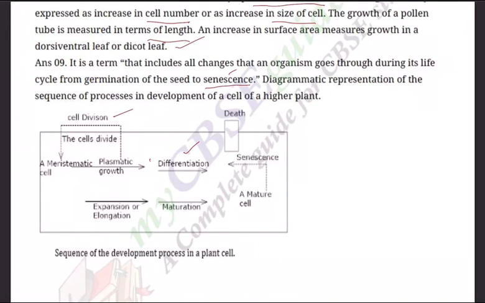The bunch of cells now start differentiating. Once they undergo differentiation, there will be change in the shape and size, and that will be followed by expansion or elongation, and after that it is maturation. And once the cells get matured, they enter into a stage called senescence, that is old age and death. So that's old age, senescence leads to death. So this is how the sequence of development processes in a plant cell take place.